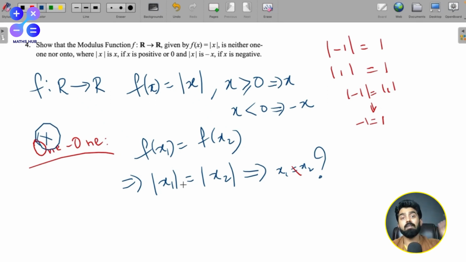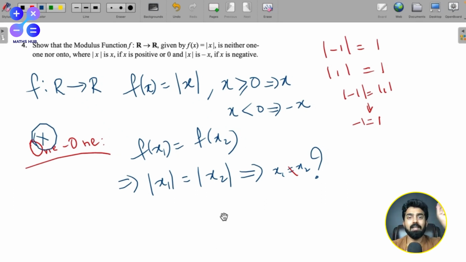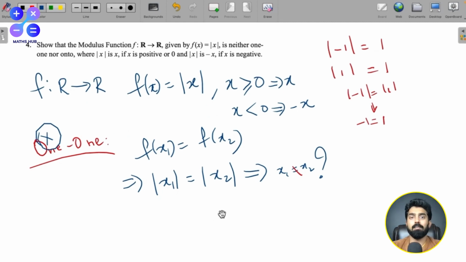Because multiple values of y which can be equal will not have the same value of x, it will be different values of x. So every element in the domain does not have a unique element in the codomain. Multiple elements in the domain map to the same element in the codomain. That's the idea of not being one-to-one. Now is it onto?